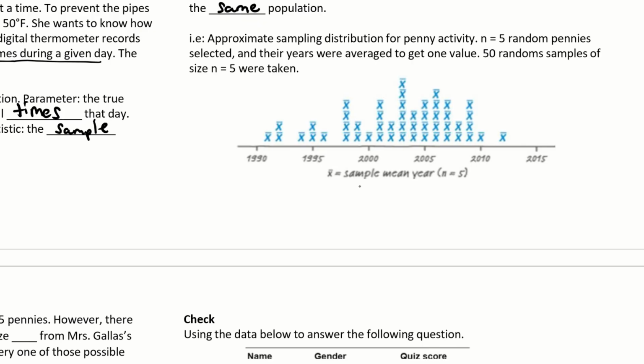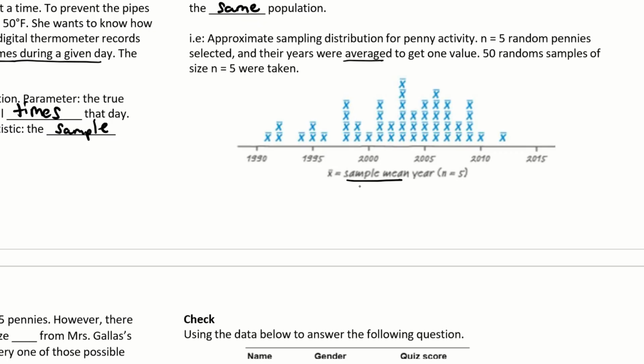Since we're doing an average, we're talking about a sample mean here, so we're talking about X bar. Each of these values is an X bar. For example, this X bar is 2010, so that indicates that if I took the 5 pennies and averaged their years by adding the years up and dividing by 5, I got 2010. And that's a data point. Each of these data points represents 5 randomly chosen pennies with their average year. We did this 50 times, so there are 50 X bars here.